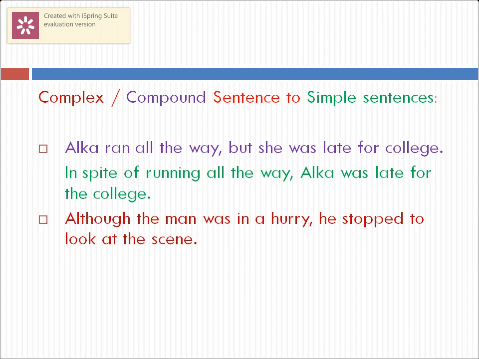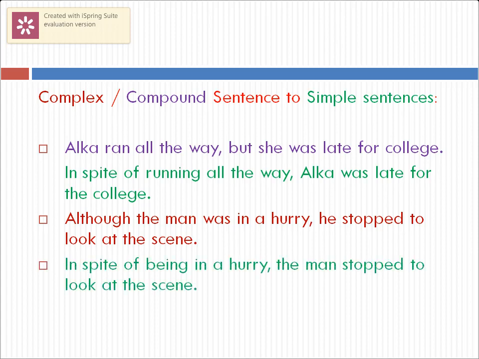Similarly, although the man was in a hurry, he stopped to look at the scene. Now this is a complex sentence. Although the man was in a hurry is a dependent clause. He stopped to look at the scene, an independent clause. Now to transform it into a simple sentence, again, what we have done is transform the first clause using in spite of being. We have made it into a phrase. Now it is a simple sentence. In spite of being in a hurry, the man stopped to look at the scene.